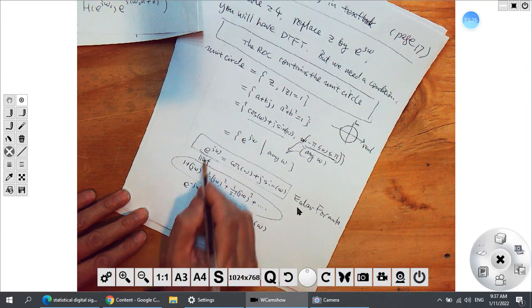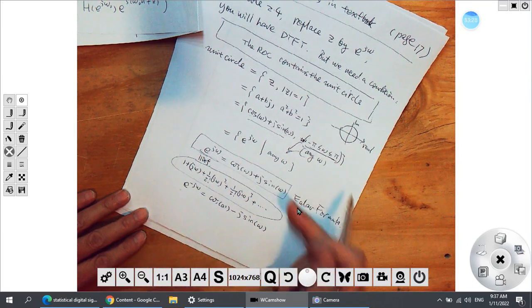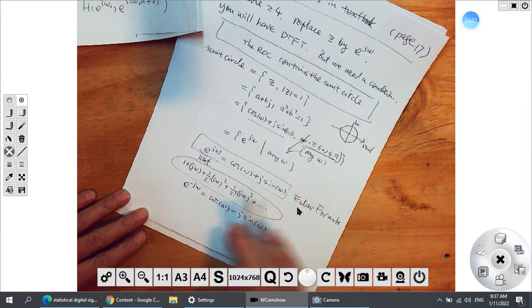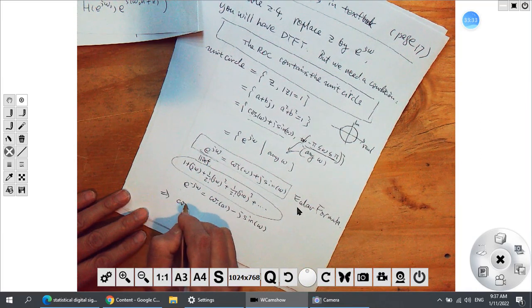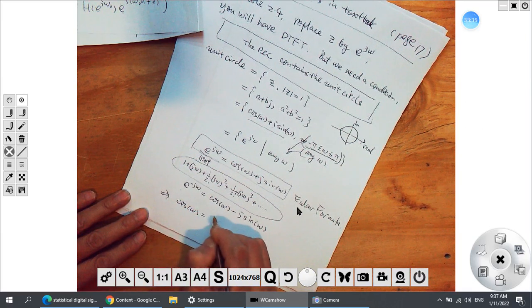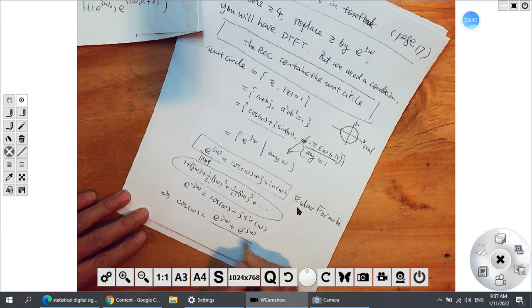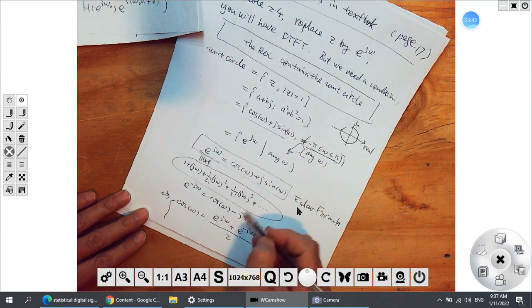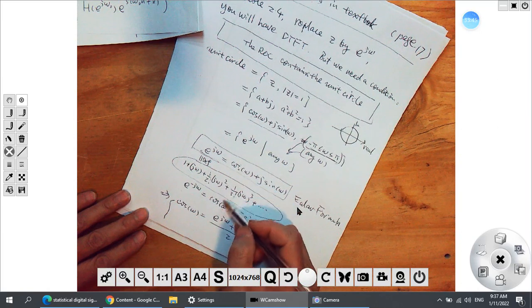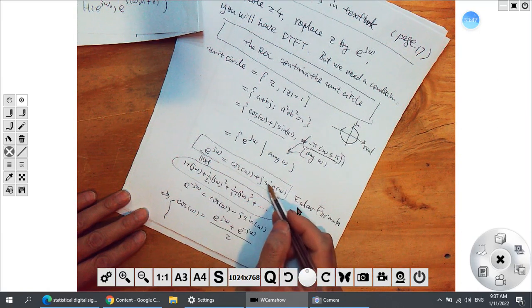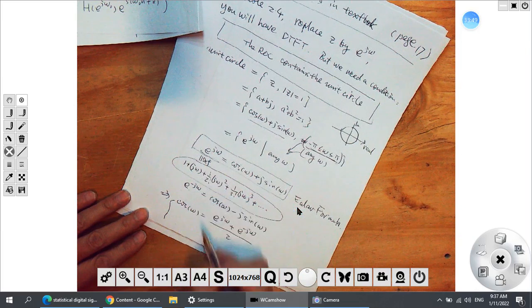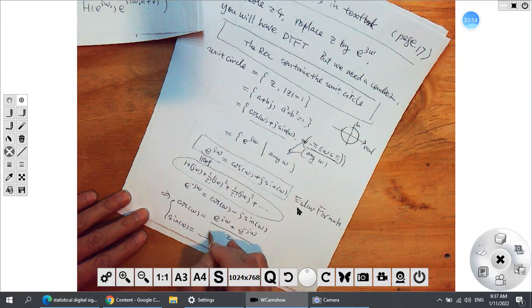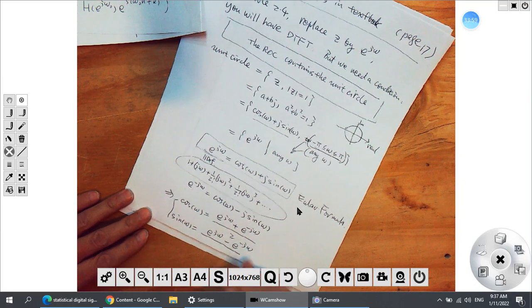And you do the summation of these two, you add them together, the sine terms cancel, you get cosine omega equal to e to the j omega plus e to the negative j omega, over 2. And you subtract these two, then the cosine terms cancel. You have 2j times sine equal to the subtraction of them, so you get sine omega equal to e to the j omega minus e to the negative j omega, divided by 2j.